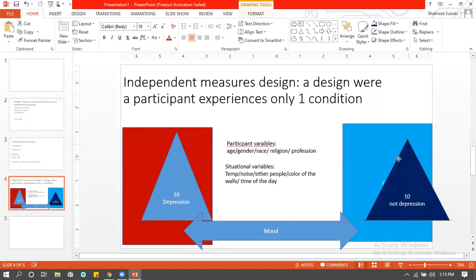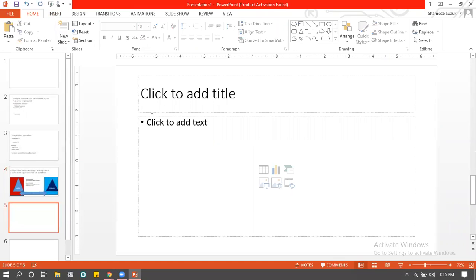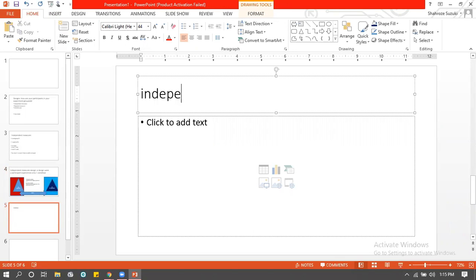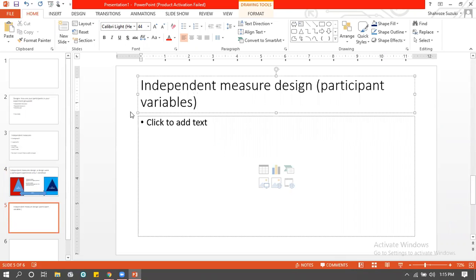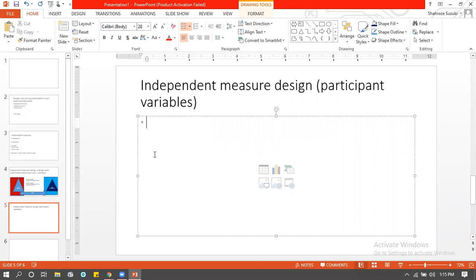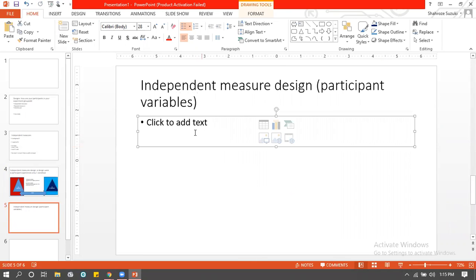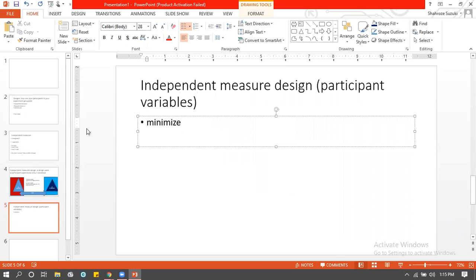All right, so that problem always lies in independent measures design. As in, participant variables will always cause a problem. So there is one way to make sure we can minimize the impact. I'm not saying eliminate the impact, I'm saying minimize the impact. And that is random allocation. It's not random selection.